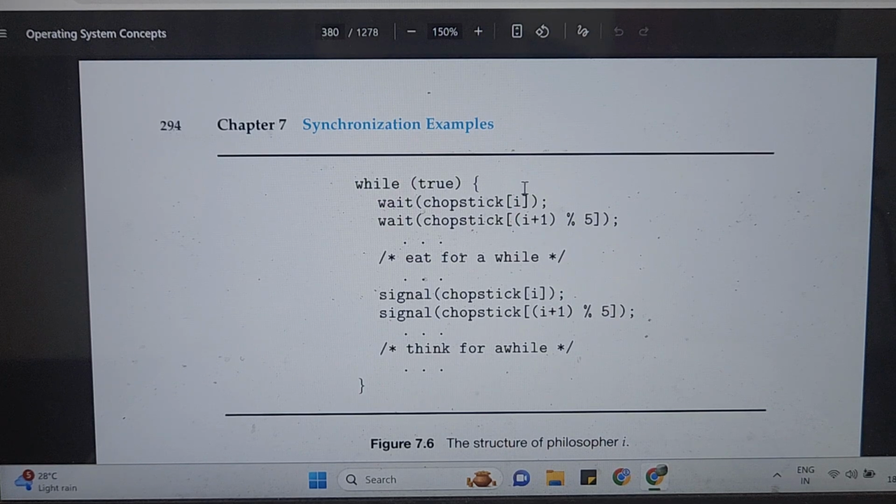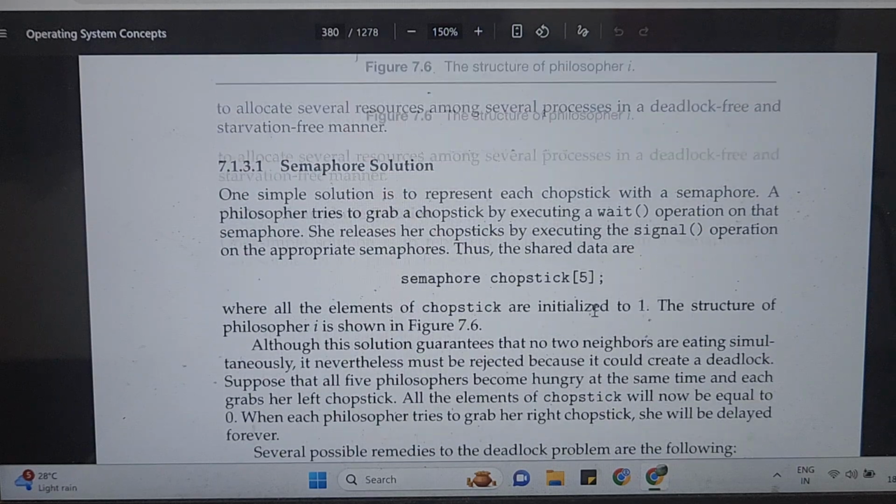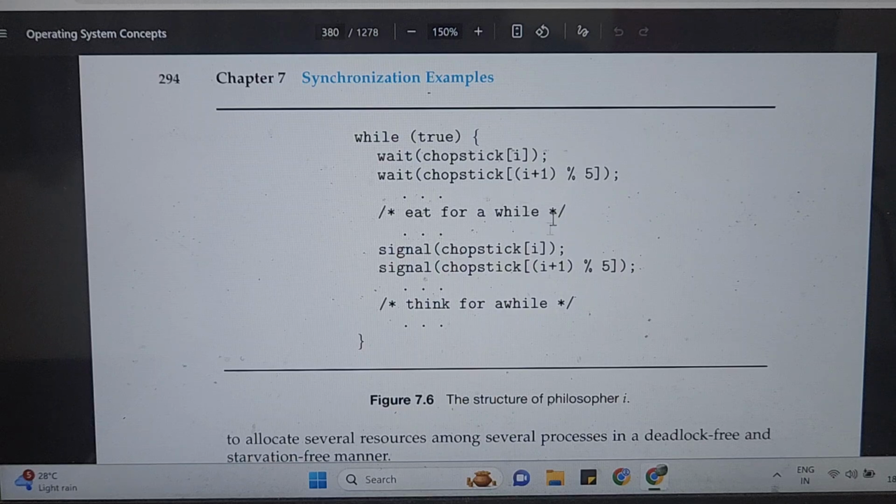And i is, let's say, your immediate left chopstick. i plus 1 mod 5 is your immediate right. Mod 5 because 1 2 3 4 5, and then it should not be 6, it should be 1 again. So basically this is the semaphore solution. It's very simple. Every philosopher has to wait to acquire access of both the left and right chopsticks, then you eat, then you release control, same thing. But the thing is, this can ensure that there is no deadlock.